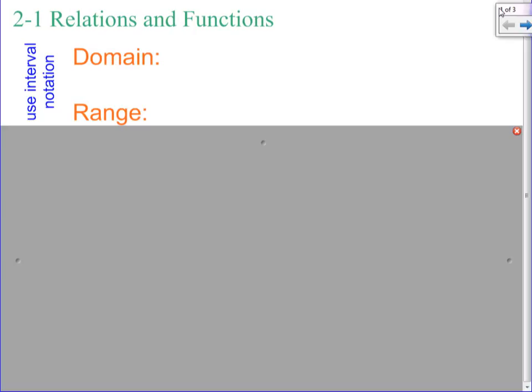We're going to do that same thing here, but we're also going to add in the range, which is the vertical scan, which you start at the bottom and scan towards the top. So the domain is your x values, and these are your y values.